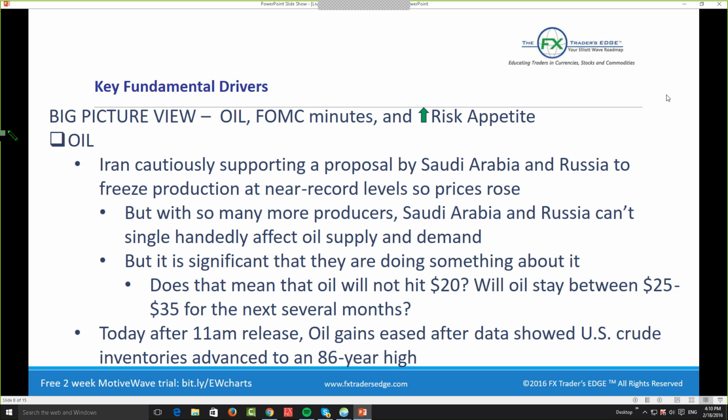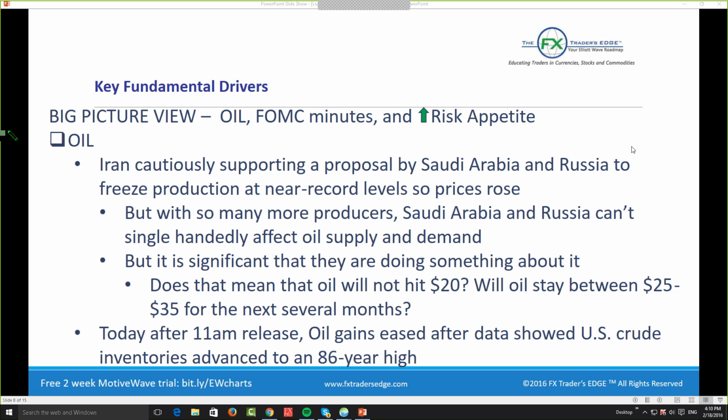So now let's talk about oil as part of our big picture view. Oil, the FOMC minutes, and we already talked a little bit about risk appetite. So now we have an increase in risk appetite kicking off on Friday. And what's been going on with oil? Well, on Tuesday, Iran decided to cautiously support a proposal by Saudi Arabia and Russia to freeze production at near record levels. So prices rose, oil prices rose.